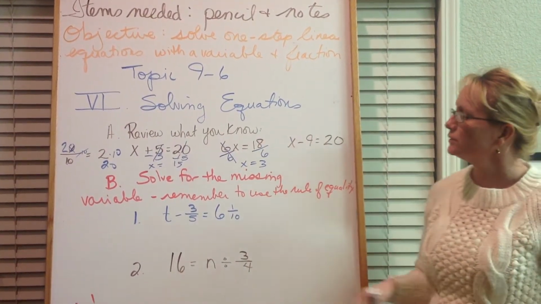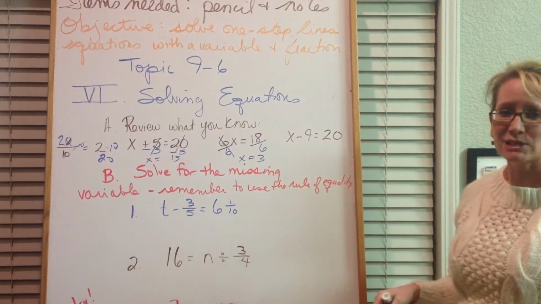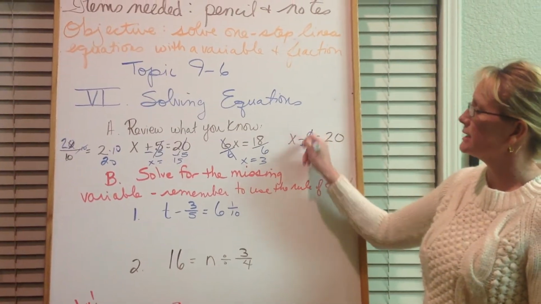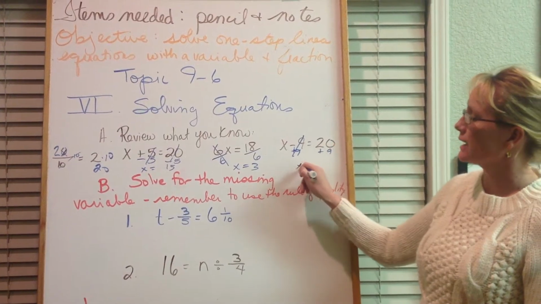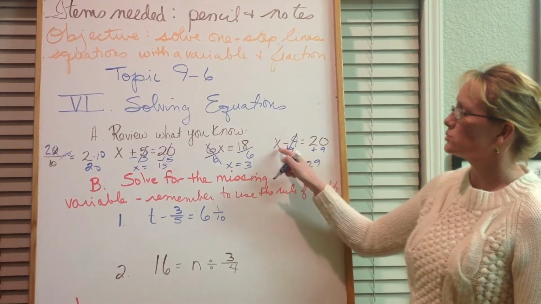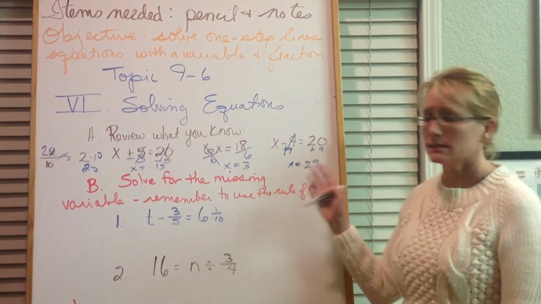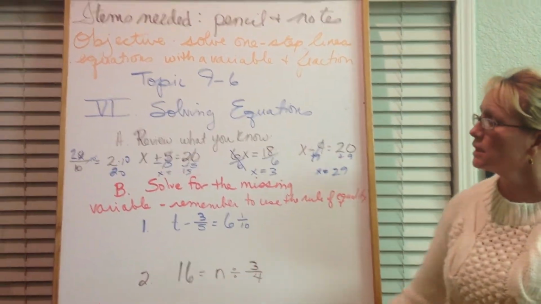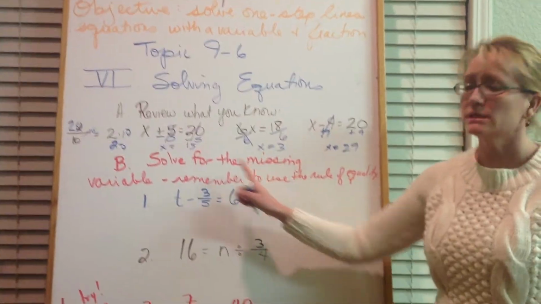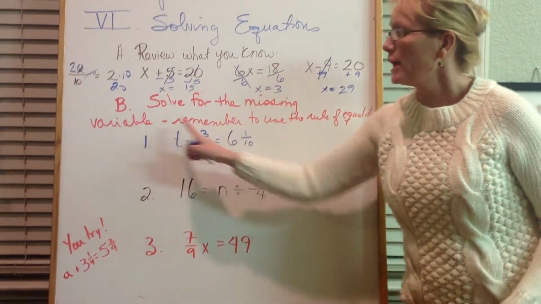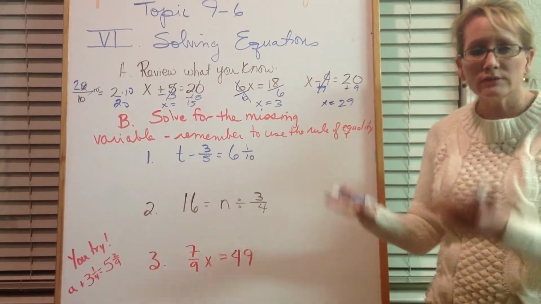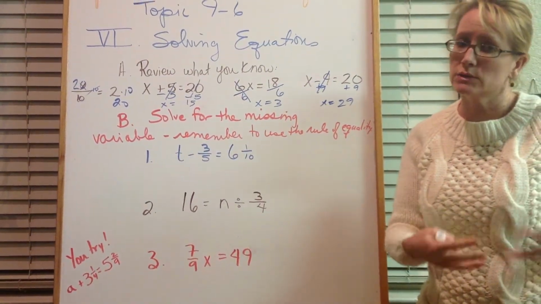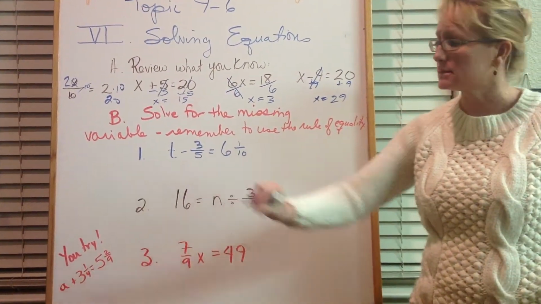In our last review, x minus 9 is 20. What's the opposite of minus 9? It's plus 9. Since I add 9 here, I need to add 9 here. We're saying that x is 29. And is 29 minus 9 20? Yes, it is. That's our review, so we can move on to this new lesson. So for B, we're going to solve for the missing variable, for a missing letter. We need to remember to use the rules of equality. What you do to one side of the equal sign, you've got to do to the other side of the equal sign to keep our equation balanced.